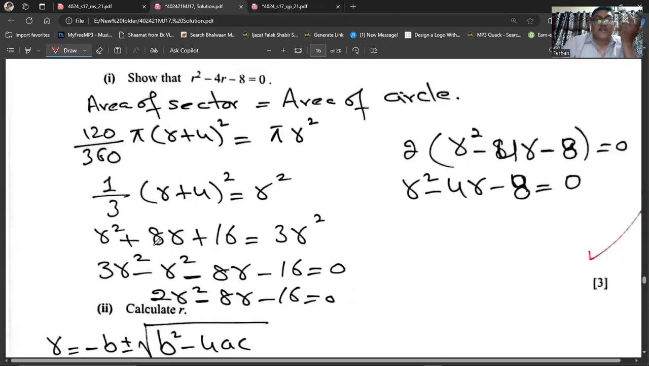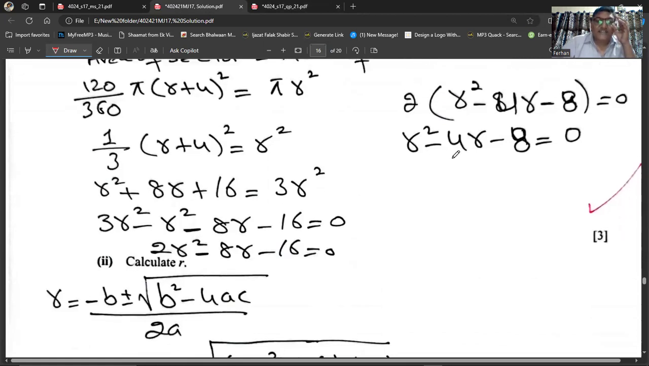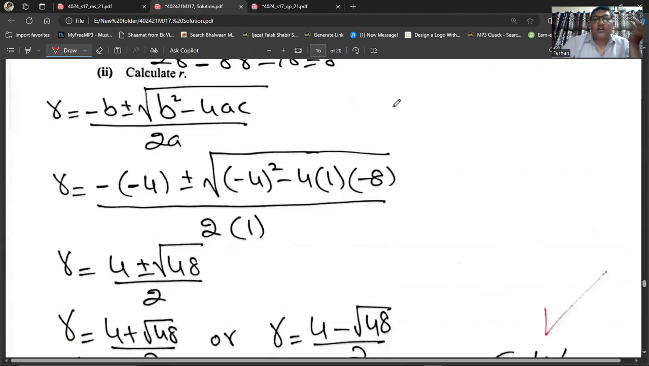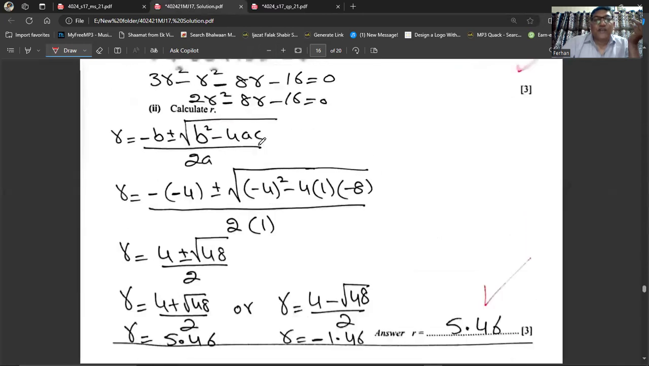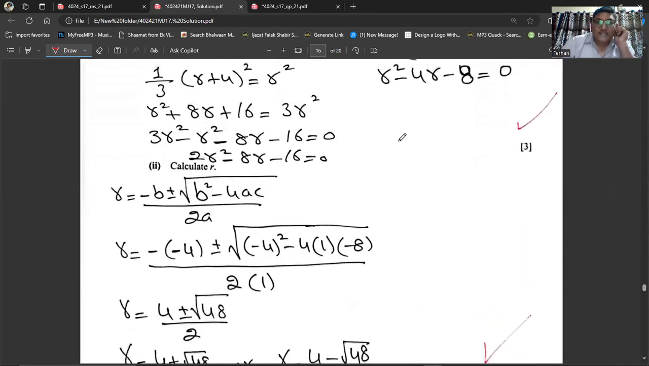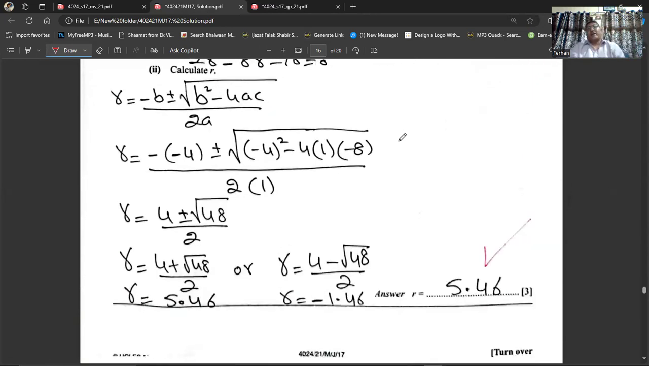Then they say calculate the value of r. So we will solve that equation. We have this equation: r square minus 4r minus 8 equals 0. I'm going to apply the quadratic formula. A value is 1, B value is minus 4, C value is minus 8. So r will be equal to minus b plus minus the square root of b square minus 4ac, and the whole thing divided by 2a. Substitute the values of a, b, and c, and then do the calculations.